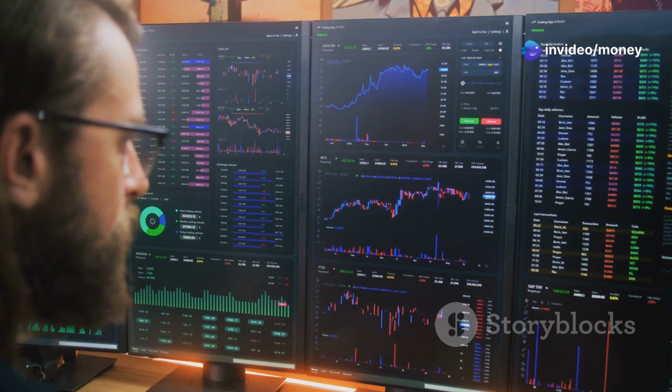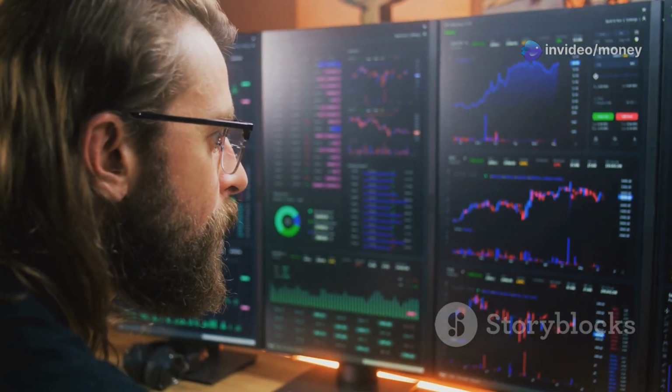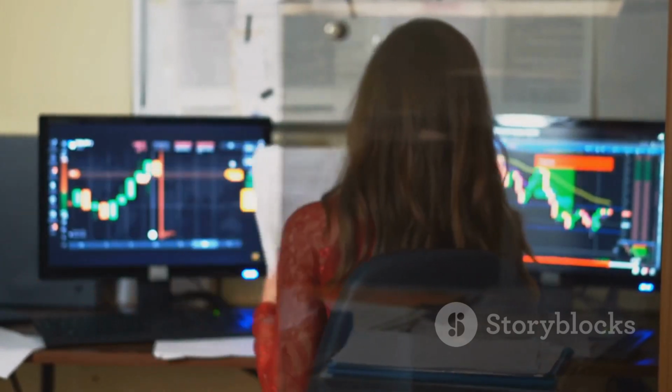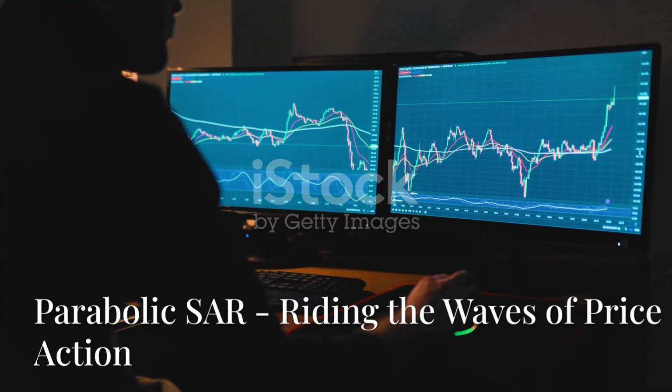Remember though, no indicator is perfect, and it's always essential to consider other factors like market sentiment, news events, and your own risk tolerance before making any trading decisions.